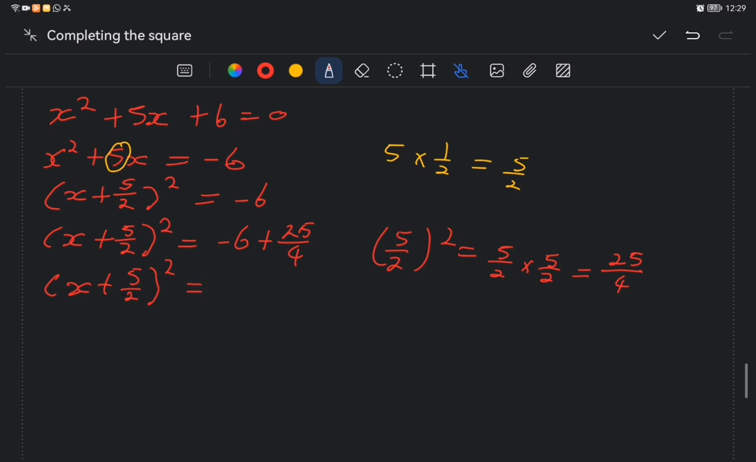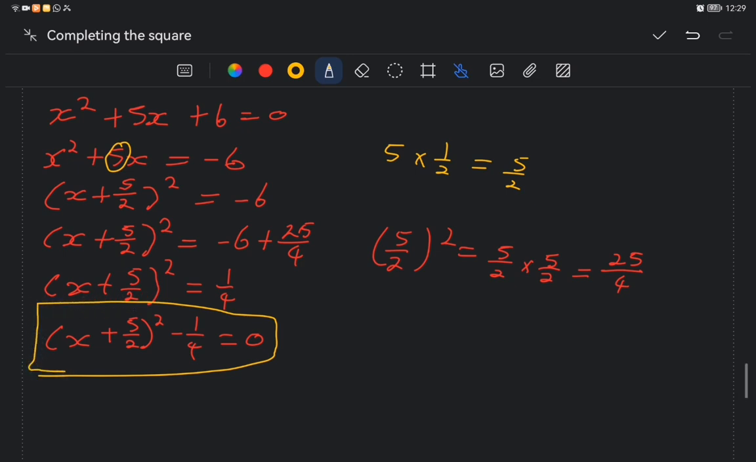Then let me punch that in our calculator and see how much we get. So it's going to be negative 6 plus 25 over 4. Then there we're getting 1 over 4. Therefore x plus 5 over 2 whole squared minus 1 over 4 is equivalent to 0. So that should be our answer.